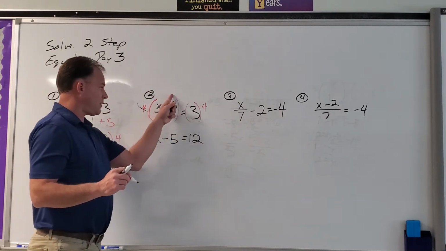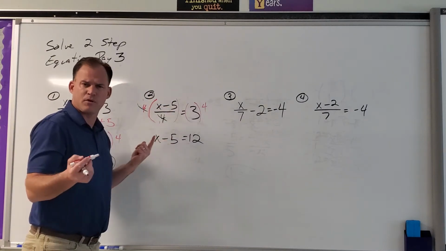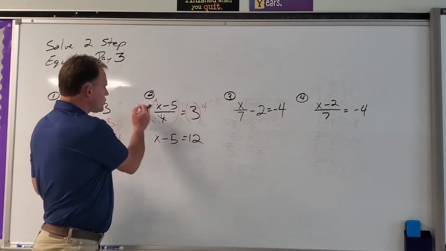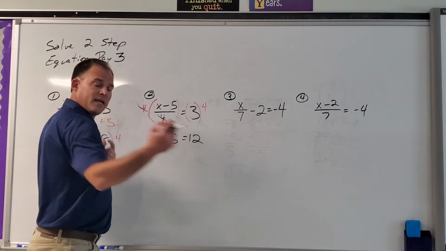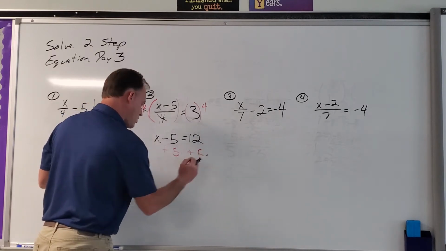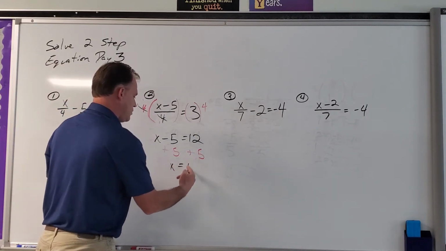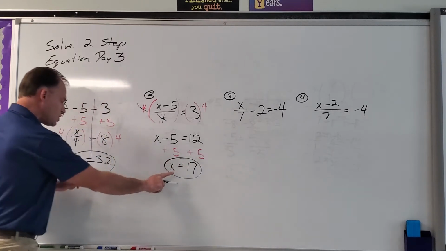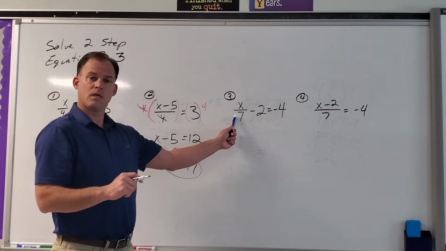We don't want to multiply this and then divide. Why would I multiply and then divide by the same number? It's going to be right back where I started, right? So take care of this so I don't have to worry about that multiplication step. Now we finish it like normal. Plus 5 on both sides of the equation. And I have x equals 17. Two very different answers. So here we go.